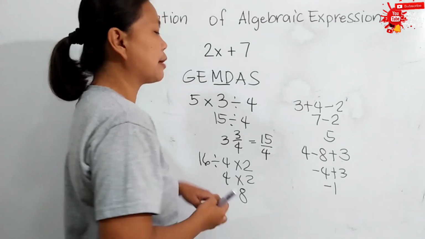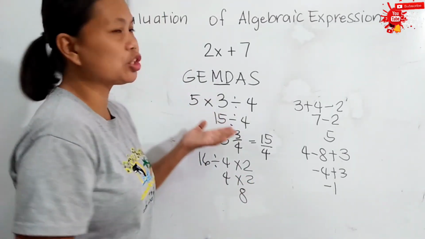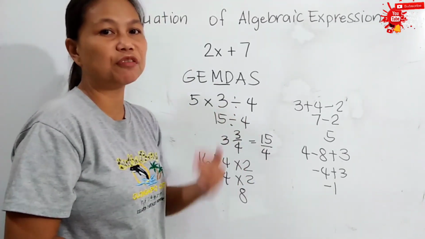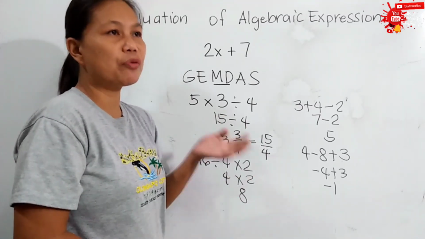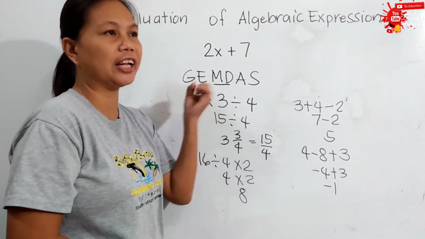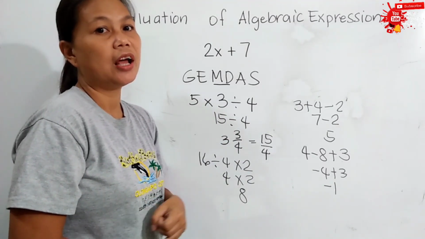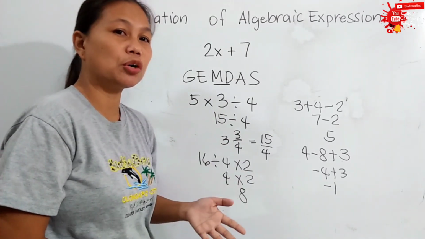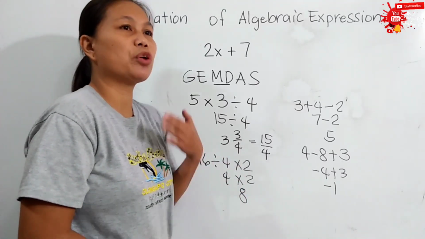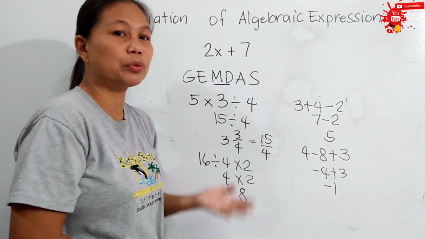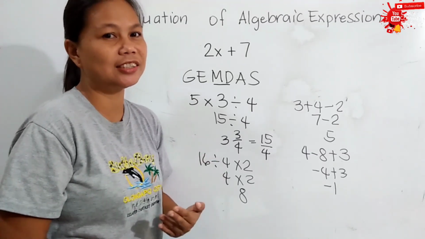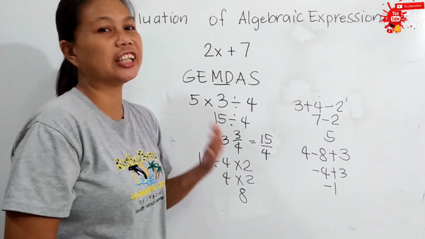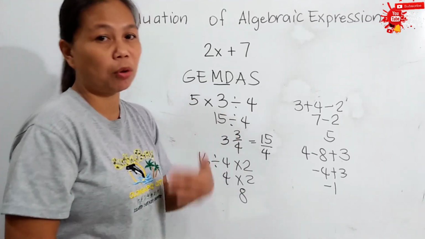And of course, remember that in evaluation of algebraic expression, we have to review again the rules for signed numbers for addition, subtraction, division, and multiplication. Now for addition, we have two rules. If we are adding two signed numbers with like signs or with common signs, we add their absolute values and copy the common sign.